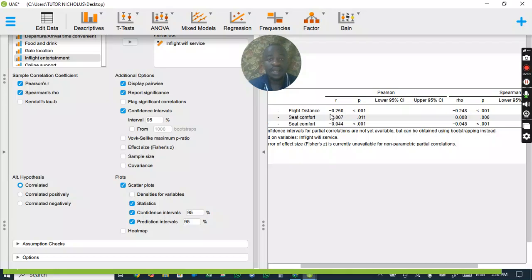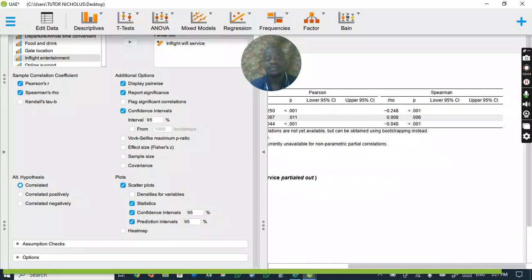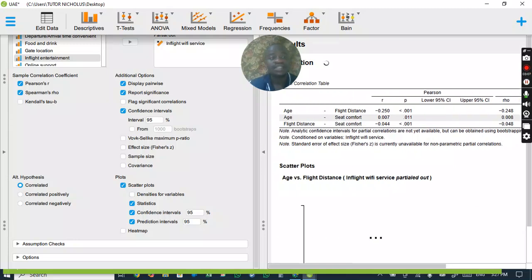So our R, the first flight distance, is negative 0.25, which means that it is negatively correlated, but partially, meaning that it is not strongly negatively correlated. 0.007, there is almost no correlation. When we talk about negative 0.044, again negatively correlated but weakly negatively correlated. So we are just trying to discuss and depict the analysis.